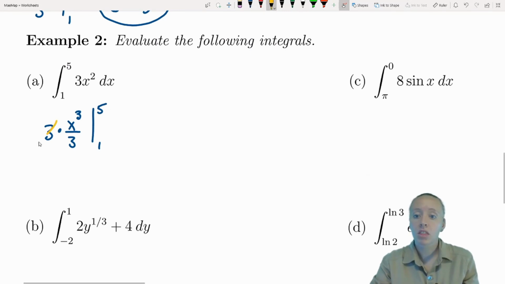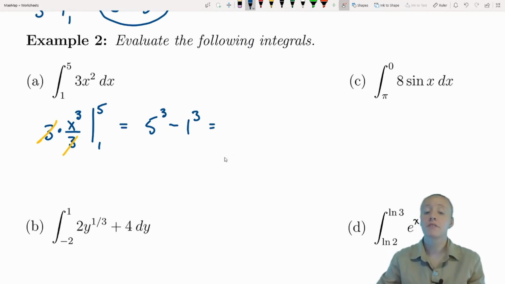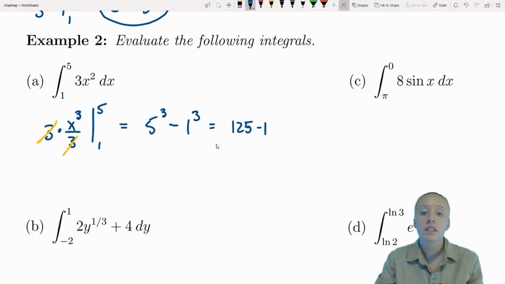But look, my 3 cancels out, so 3x squared when integrated is x cubed. And I'm plugging in my bounds 1 to 5. Starting with the upper bound, we're going to do 5 cubed, and then subtract the lower bound of 1 cubed. 5 cubed minus 1 cubed, we know that 5 cubed is 125, and we're subtracting 1 to give us 124.